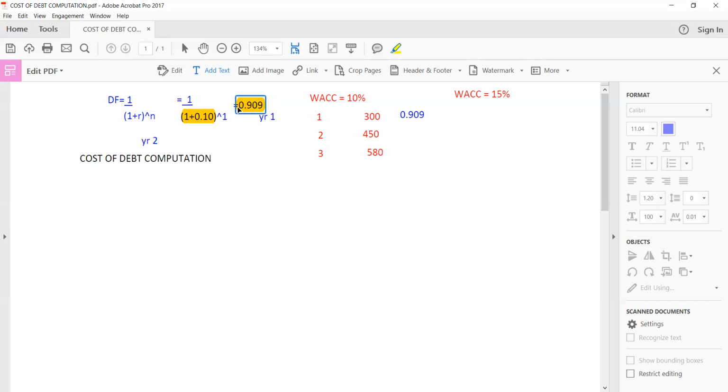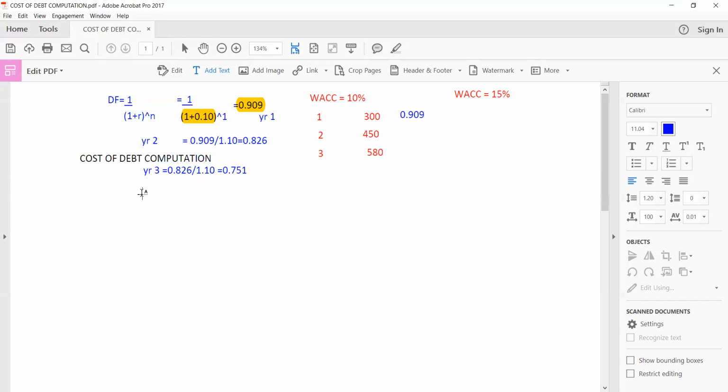But if I want to get the discount factor for year 2, year 3, year 4, year 5, in a very smart way, the discount factor for year 2 is the discount factor of year 1, which I got to be 0.909. I'll now divide this 0.909 by the 1.10 quickly. Then I'll automatically get 0.826. For year 3, from year 2's 0.826, I divide by 1.10 again. Then I get 0.751.